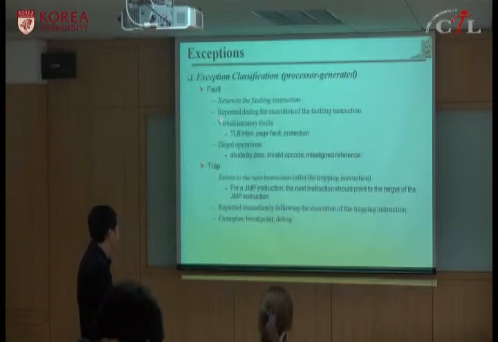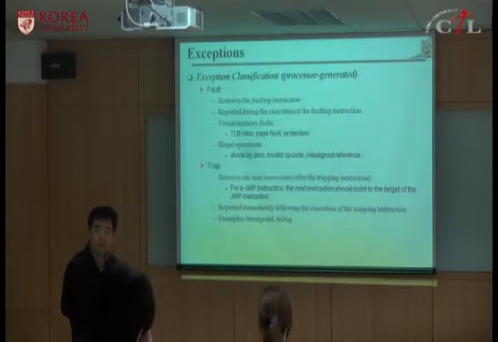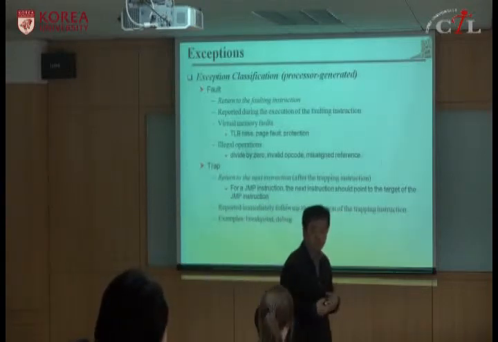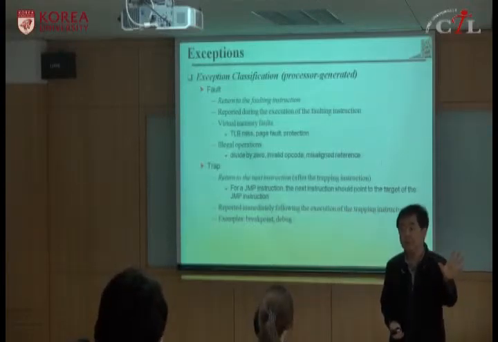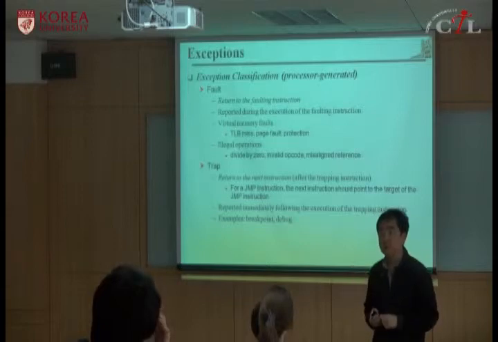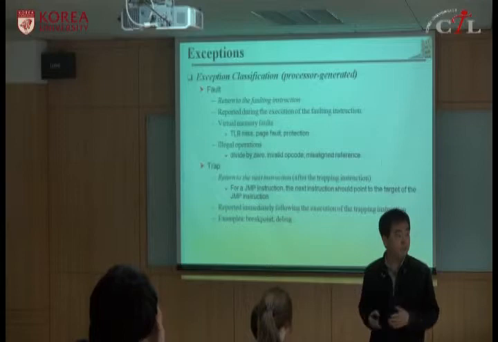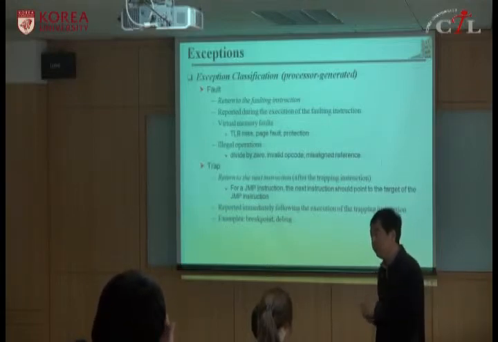The most common example is virtual memory faults, such as TLB miss, page fault, or protection violation, or access violation. With a TLB miss, you need to translate a virtual address to a physical address. You have to look up the page table to find the physical page number corresponding to the virtual page number, but you actually use the TLB. This is a cache for page table entries. By looking up the TLB, you can translate directly from virtual page number to physical page number.